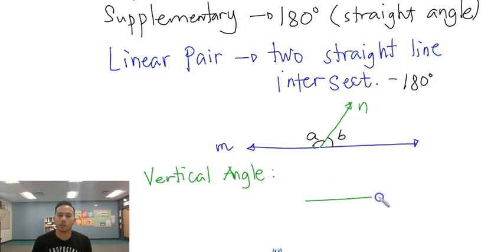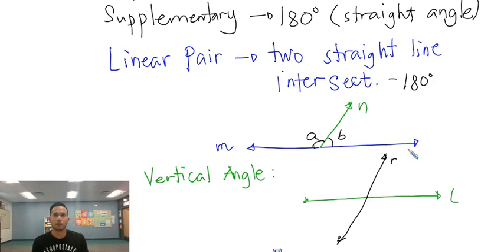When two lines intersect, let us say this is line L, and another line is drawn that intersects line L, which I'll name line R. Your vertical angles are angles that are opposite to each other. So what do we mean by opposite? Let us say I have here angle A vertical to angle B, and angle C will be vertical to angle D. So the minimum number of vertical angles in two intersecting lines is 4.